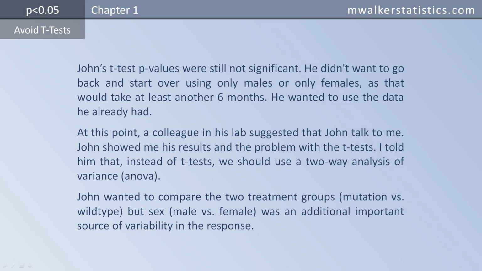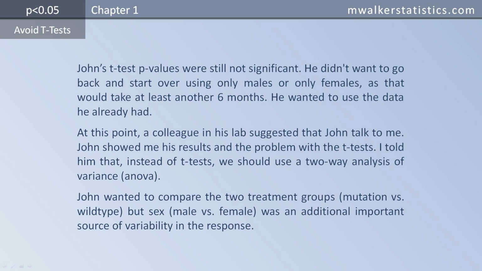He didn't want to go back and start over, using only males or only females, as that would take at least another 6 months. He wanted to use the data he already had. At this point, a colleague of his suggested that he talk to me. John showed me his results and the problem with the t-tests. I told him that, instead of t-tests, we should use a two-way analysis of variance, ANOVA.